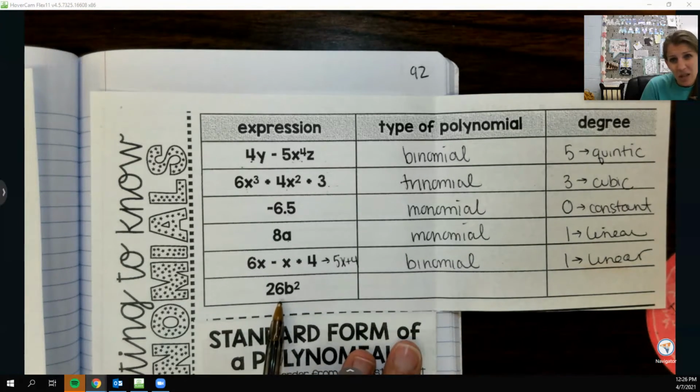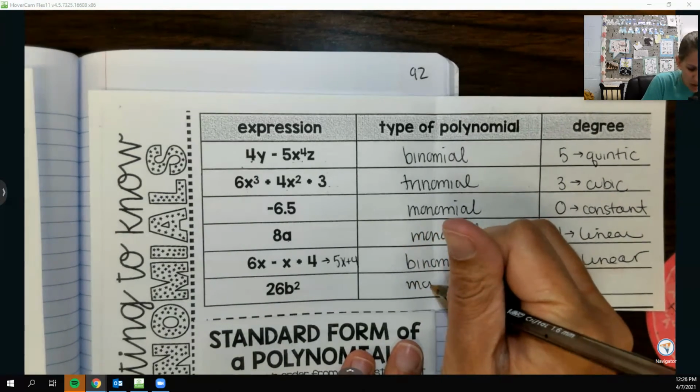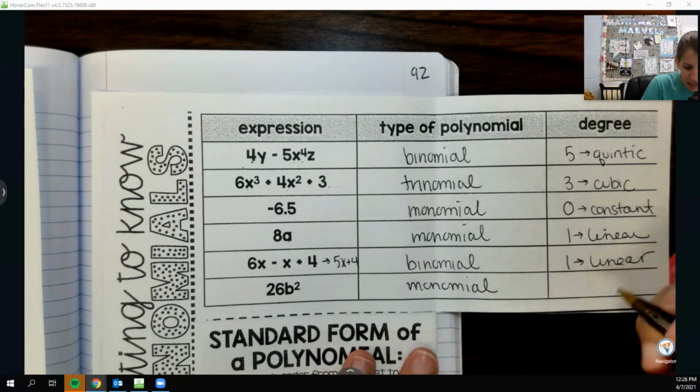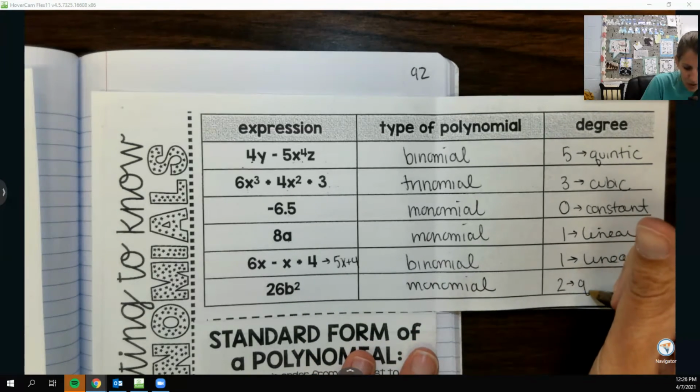And this one is one single number, all by itself. Nobody added up or subtracted with it. So it is a monomial. And the biggest degree here is 2, which is quadratic.